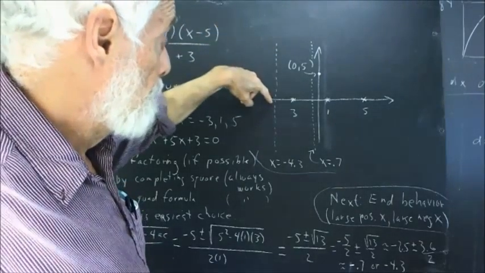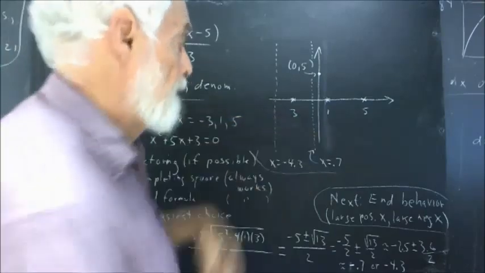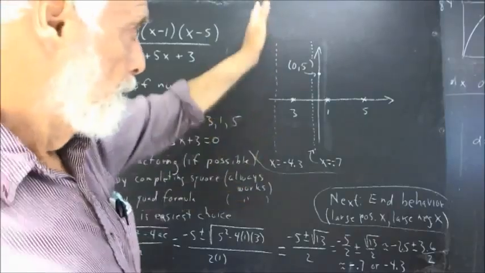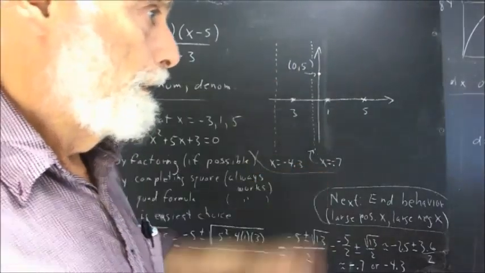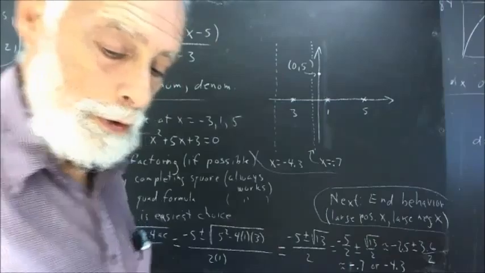The zeros of the denominator occur at negative 4.3 and negative 0.7. And again, for the reasons I indicated, we indicate that as a potential vertical asymptote.